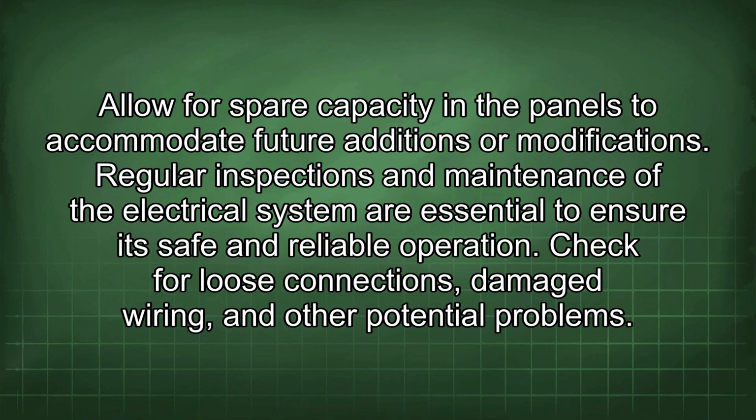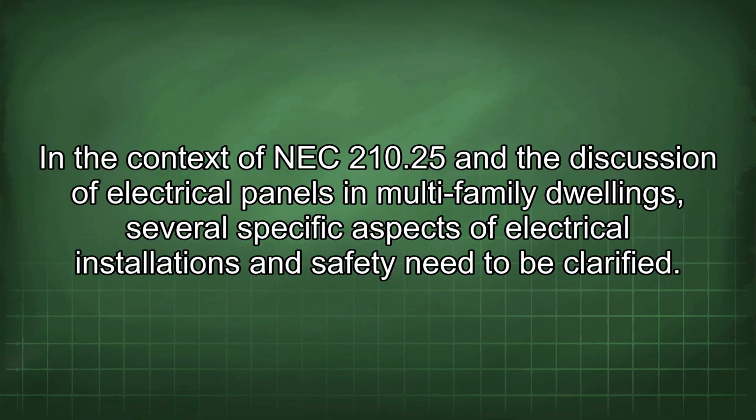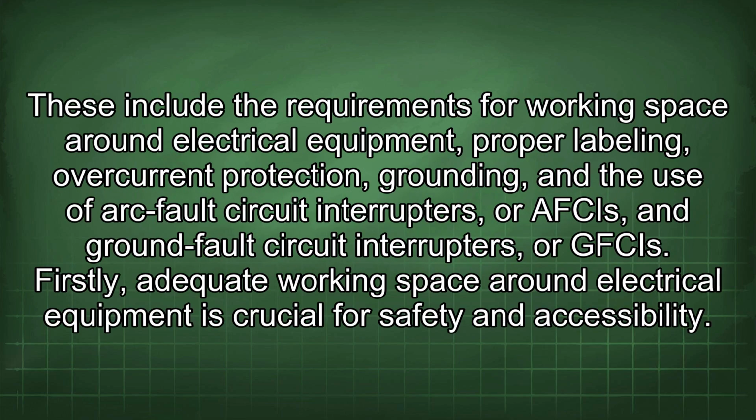Regular inspections and maintenance of the electrical system are essential to ensure its safe and reliable operation. Check for loose connections, damaged wiring, and other potential problems. In the context of NEC 210.25 and the discussion of electrical panels in multi-family dwellings, several specific aspects of electrical installations and safety need to be clarified. These include the requirements for working space around electrical equipment, proper labeling, overcurrent protection, grounding, and the use of arc fault circuit interrupters, or AFCIs, and ground fault circuit interrupters, or GFCIs.